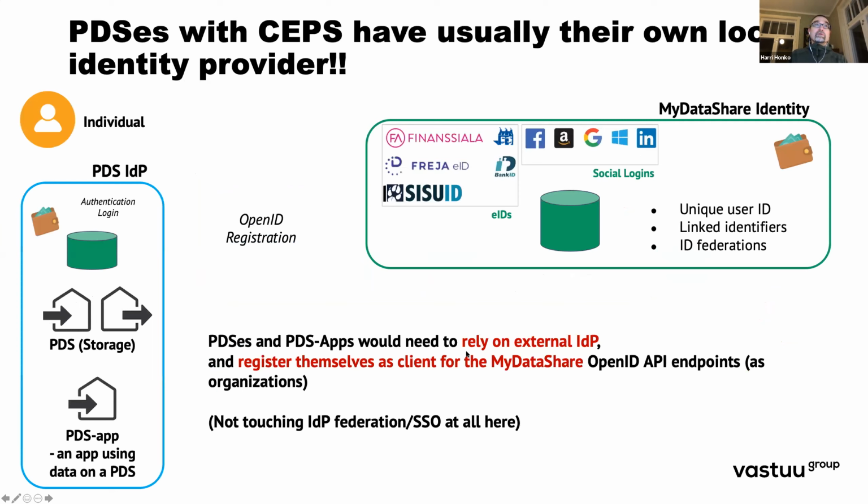As I was showing earlier, PDSs actually usually have their own IDPs. So we would have to introduce a setup that gives the PDSs an alternative: I'm not using my IDP, but rather this external one. And then you would have to do that registration. This is a priori kind of thing which could be done once you have running services and applications. I'm not going to touch the IDP federation or single sign-on function at all. That gets fairly complicated, but it's probably doable.